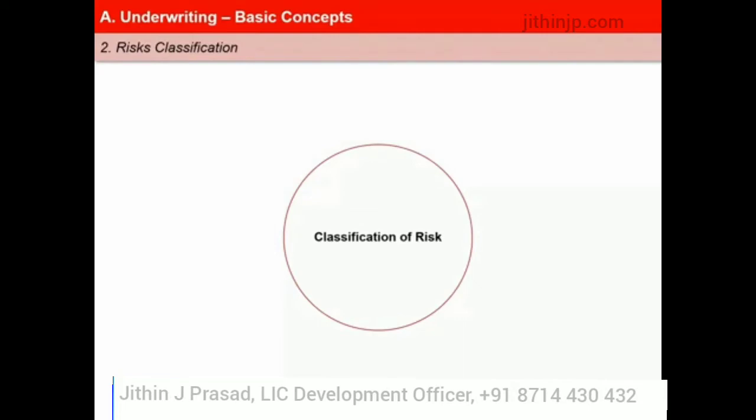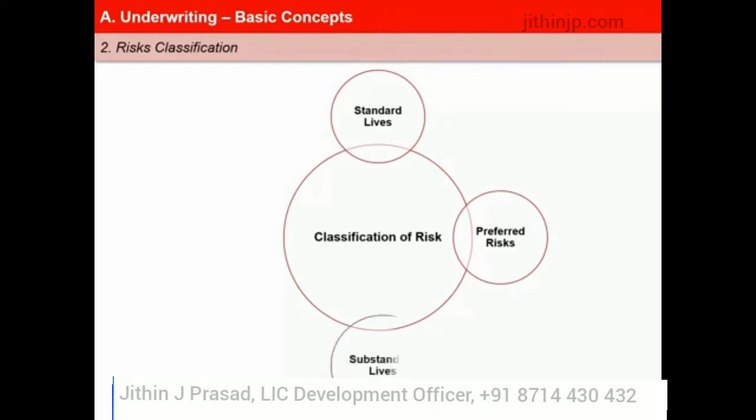There are 4 such risk classes. First is standard lives. These are the ones whose anticipated mortality corresponds to the standard lives represented by the mortality table. Second is preferred risks. These are the ones whose anticipated mortality is significantly lower than standard lives and hence can be charged a lower premium. Third is substandard lives. These are the ones whose anticipated mortality is higher than the average of standard lives but are still considered to be insurable.